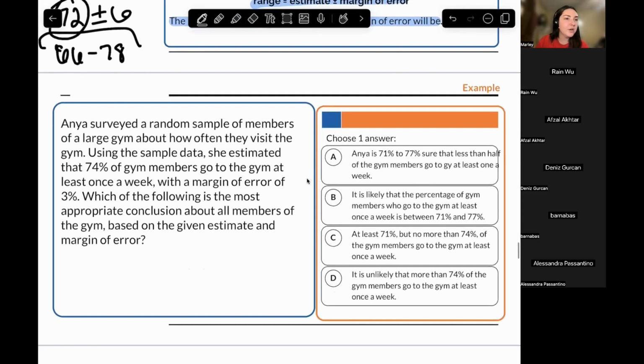Let's go through these. We have a few answers that are both correct, but let's go through them one by one real quick before we skip ahead to those last questions. So it says Anya's 71% to 77% sure that less than half of the gym members go to the, okay, well, this was supposed to say gym at least once a week.